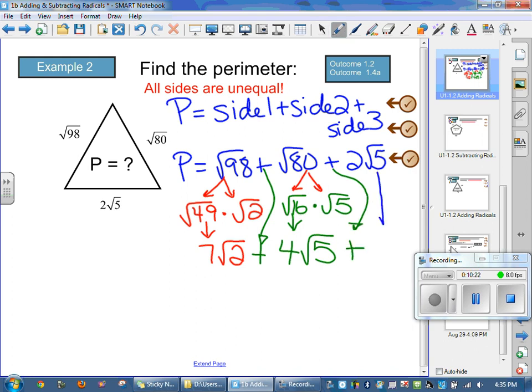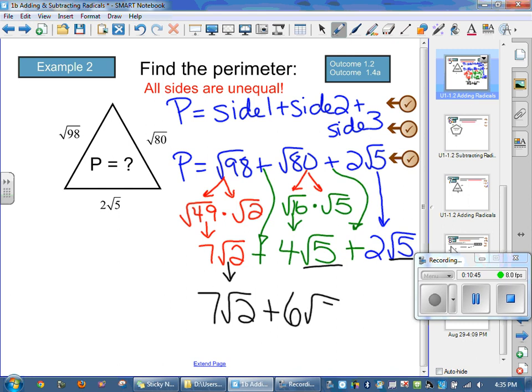So now I can add all of them together, the ones that are like radicals. Only a couple of them are. I've got root 5 and root 5, so I can add theirs together. The 7 root 2, there's nothing to add to him, so you would leave him by himself. So 7 root 2, and then I'm going to add that to 4 plus 2 is 6 root 5. So that is your final answer.